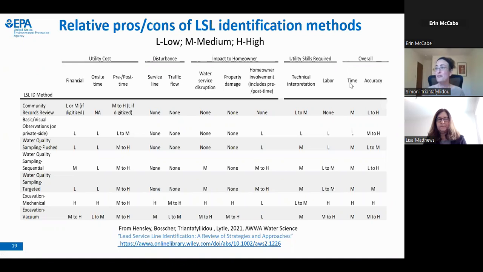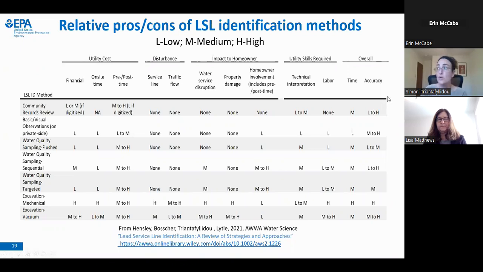And you will see that for some of the categories, there might be really broad ranges. For example, if we look at the community records review, the accuracy here is listed from low to high. And that's because it really depends on the specific community. If they have really good, reliable tap cards that are up to date, legible, available, then surely this approach will have a higher accuracy. But if the tap cards are mostly missing, or if they're there, but they're not very detailed or informative, or if they're not legible, then that accuracy might be lower.